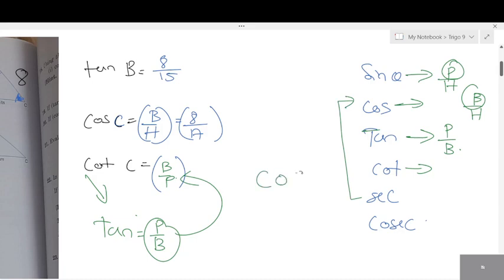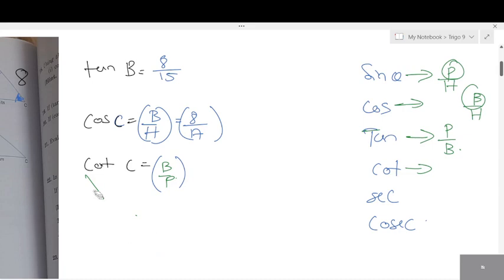Next, sec and cosec. Can you see the letters in cos and sec? The C and S, first and last, are interchanged, right? Cos and sec, first and last. So even without writing this, you can remember cos is base by hypotenuse. The reciprocal of cos is sec. Next, the other two left are sine and cosec. So definitely they will be reciprocals, sine and cosec.